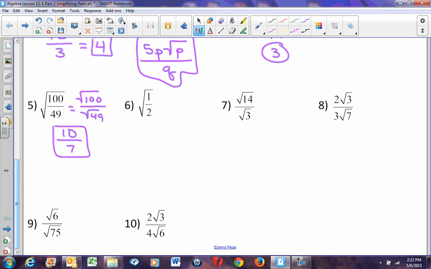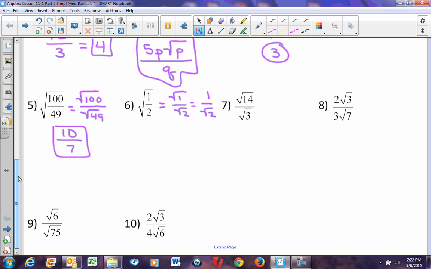Now we get to number 6. Square root of 1/2 isn't very nice. If I divide to separate those, I get the square root of 1 over the square root of 2. The square root of 1 is 1. But I still have a square root of 2 in the denominator. I cannot have a square root in my denominator. So in order to get rid of that, because the square root of 2 is what we call an irrational number, I must do something called rationalizing the denominator.